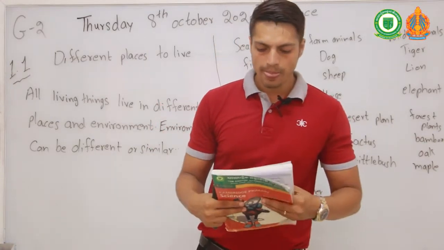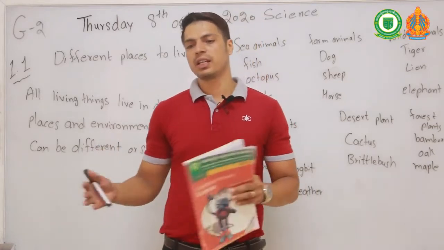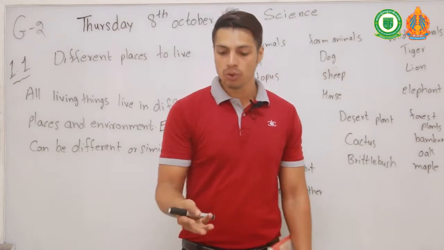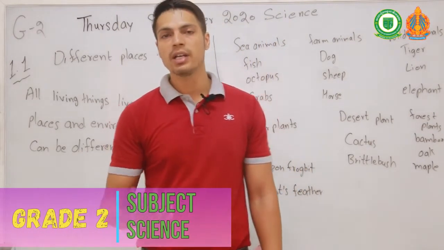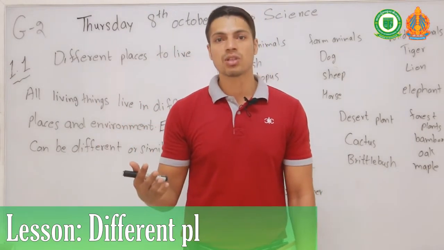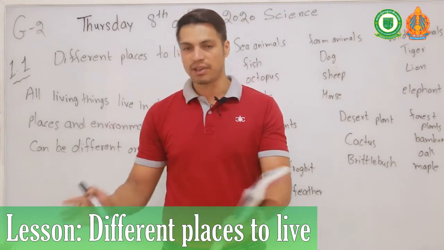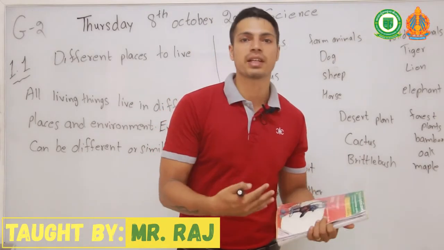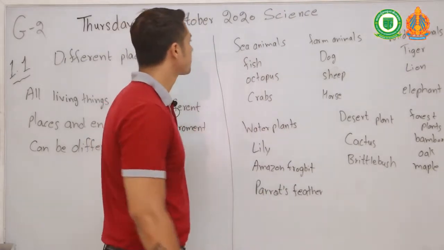Now the question is, different living things live in different places, so what do they need to survive there? They need food. They need water, which is very important. They need fresh air to survive. That's why different living things rely on different places where they can find things to survive. So let's have a look here.